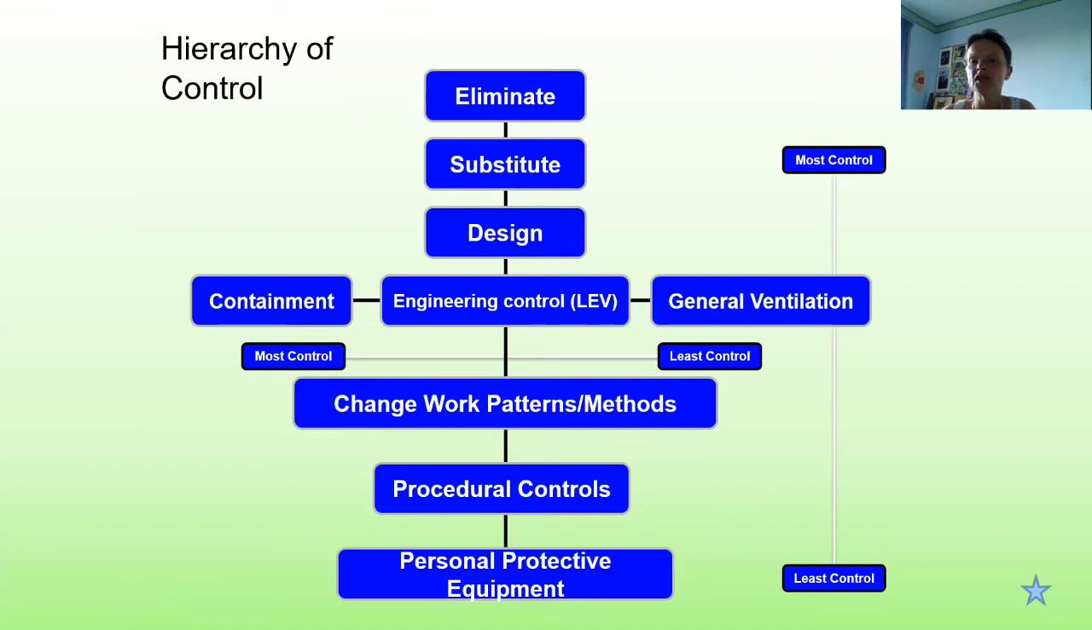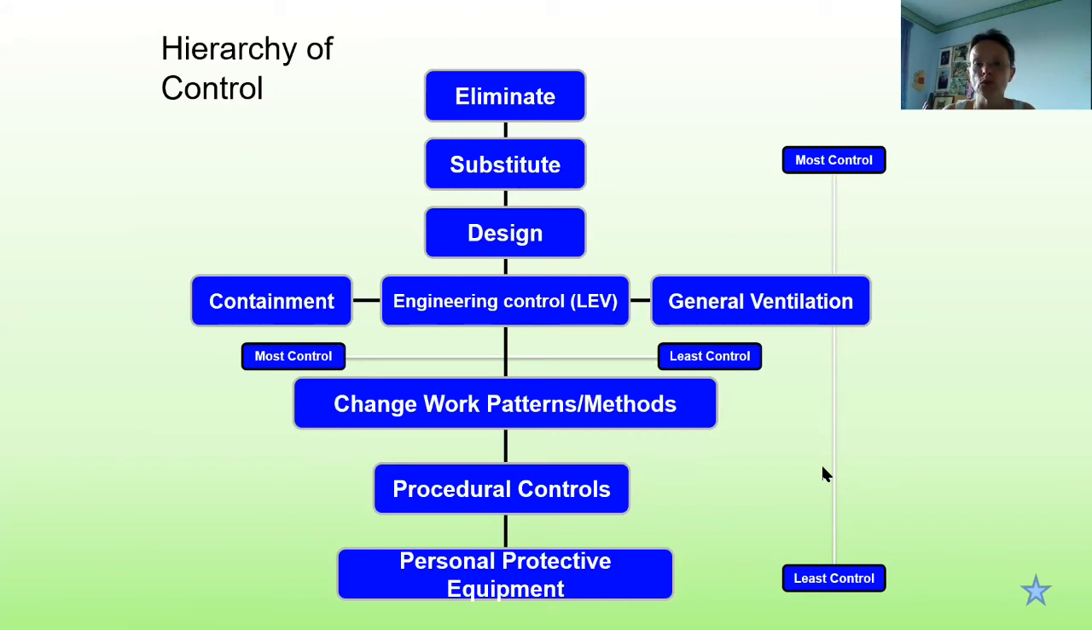Look at the way that the substance is being used and work patterns and work methods. Job rotation, limiting time, using a method where people don't expose themselves to a high degree of the substance. So rather than spraying a paint, can we brush it? Then we've got procedural controls. Procedural controls includes training, information, instruction, but cleaning, personal hygiene procedures, these types of things, putting up a sign.